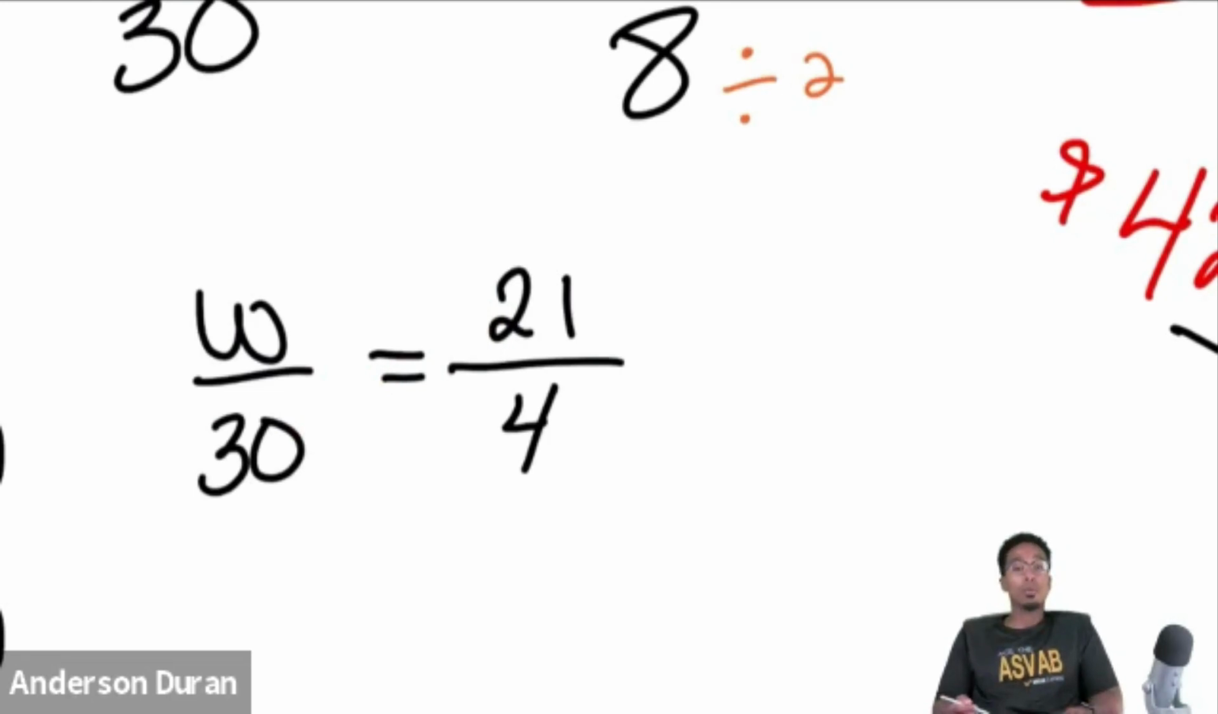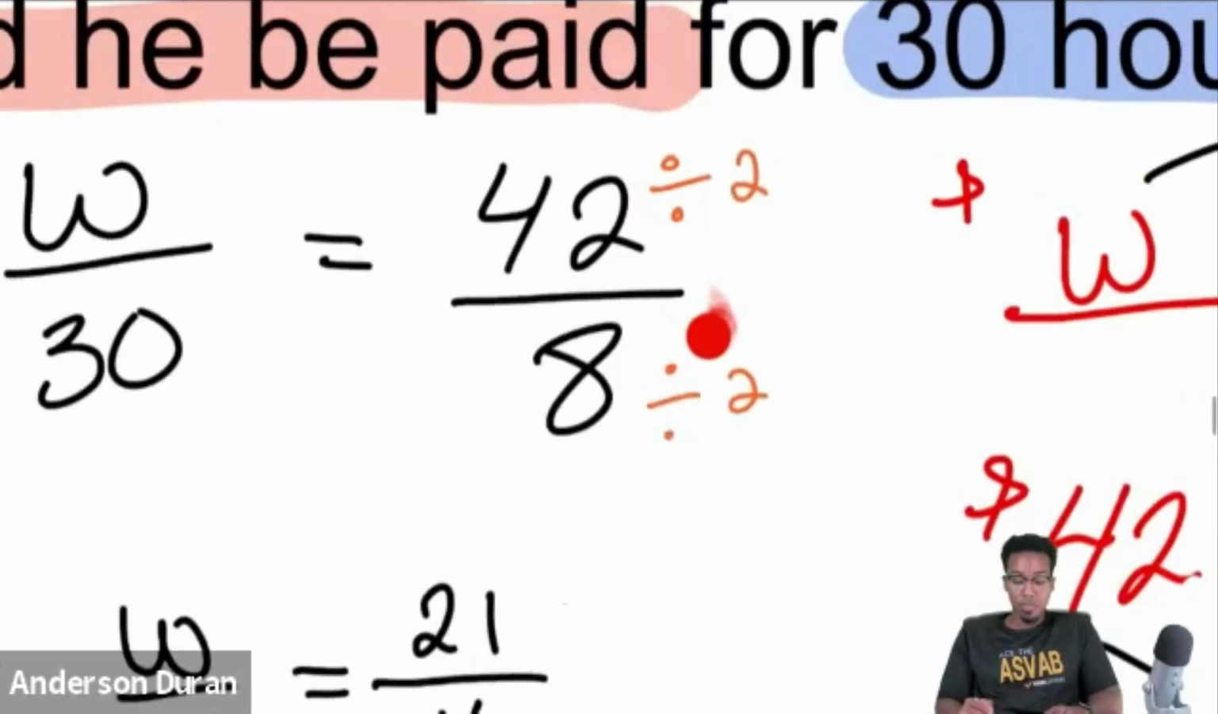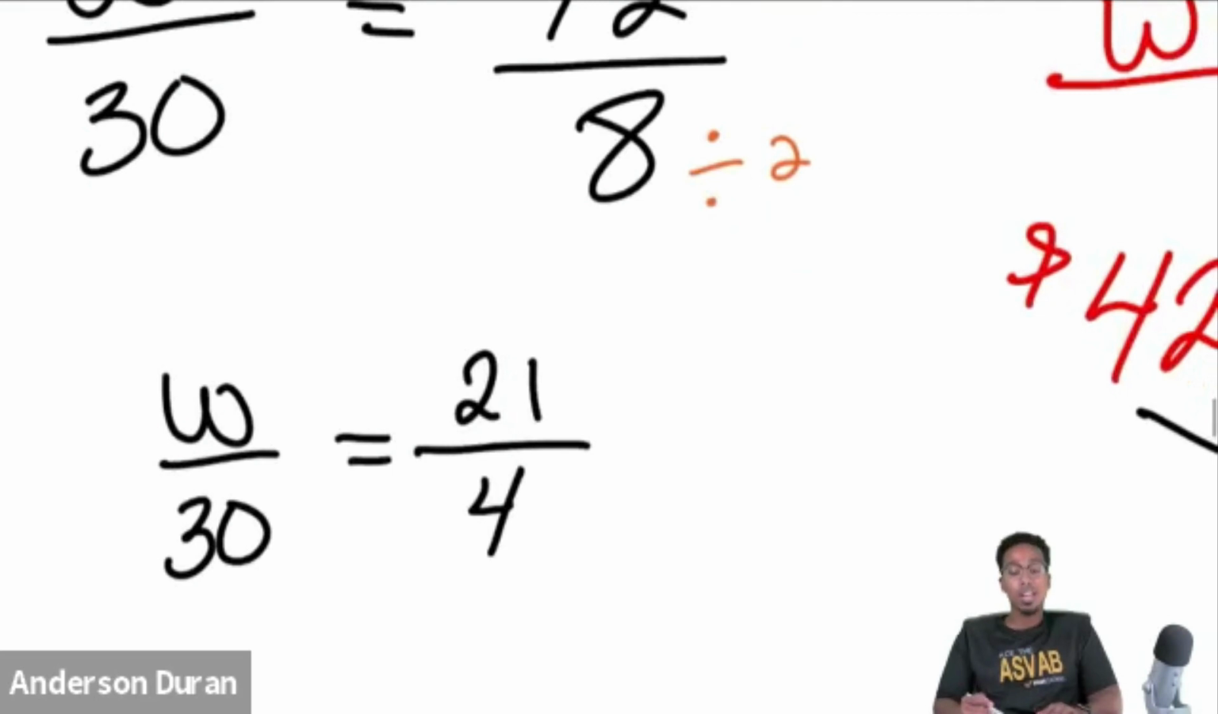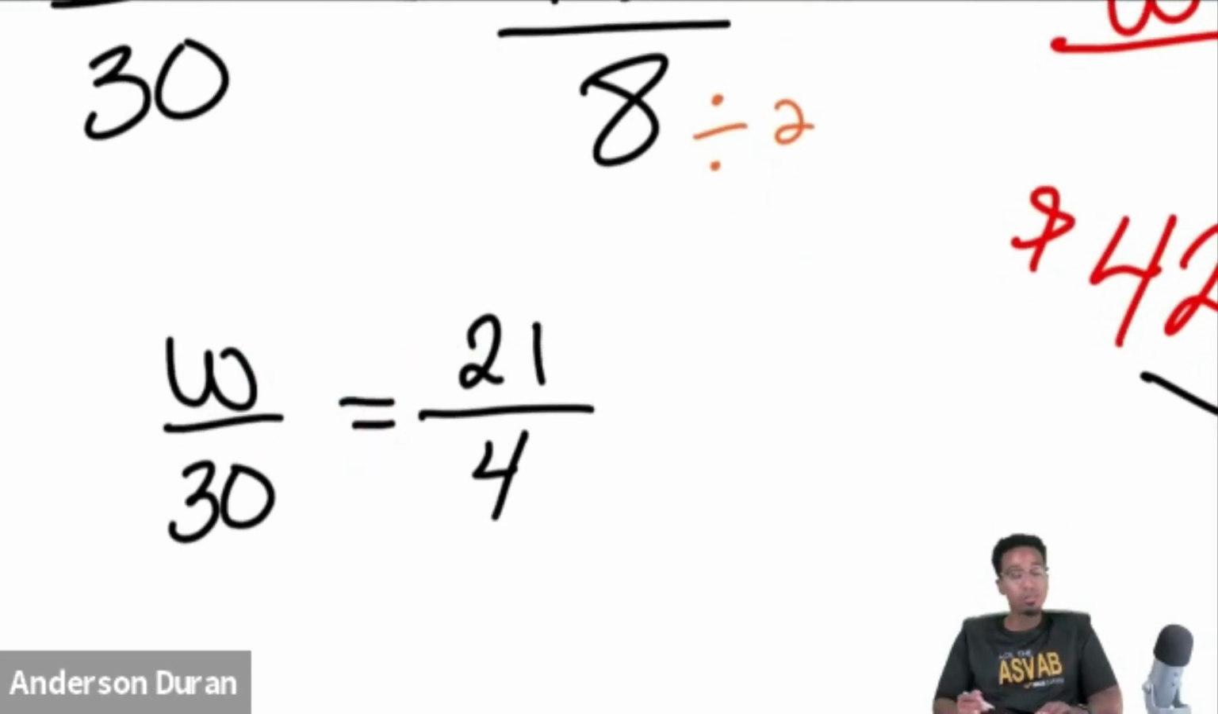So remember, the theme of today is compare the same things in the same way. So top to bottom, we divided both by 2. That works. Let me show you a little secret here. Instead of doing 30 times 21 and 4 times W, simplify. Everybody, what can go into both 30 and 4? Yeah, 2. And remember with equations, as long as you do the same thing to both sides, you're good.